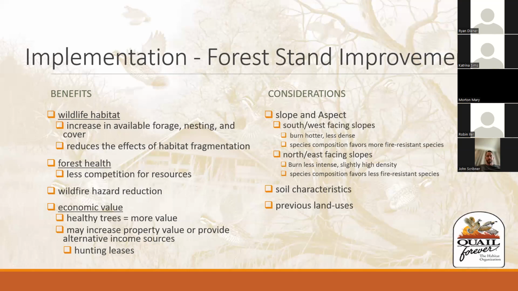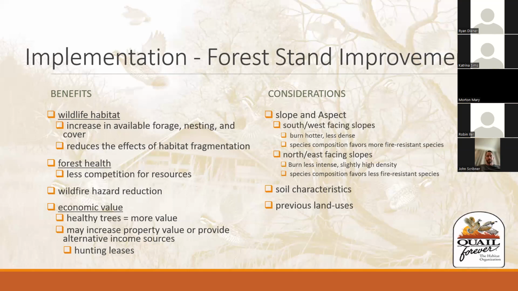And then also if you're managing your property and it looks beautiful and it's aesthetically pleasing and it's got nice timber on it, you can potentially increase the property value or even provide an alternative income source by doing things like hunting leases. That seems to be a pretty popular thing here in the state. So that could be another way to generate some revenue to continue the management of the property.